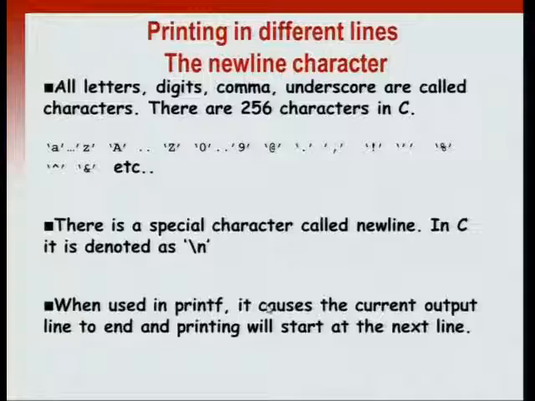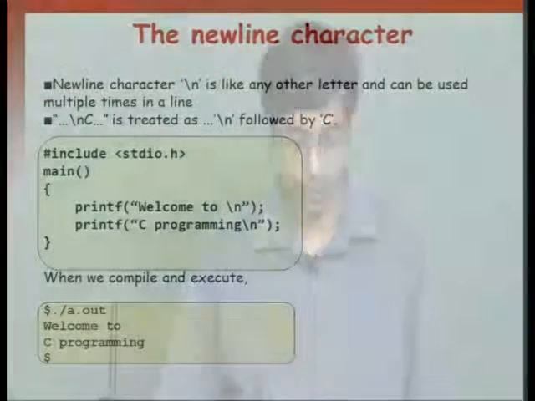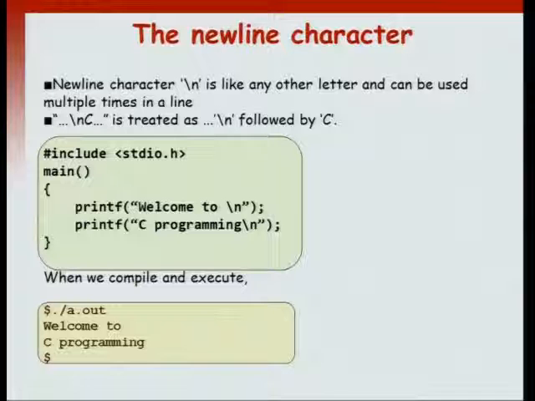When used in printf, it causes the current output line to end, and then printing will start from the new line. Okay, so it is something which says the current line has ended. Now whatever you have to print, print it on the next line. The new line character \n is like any other letter and can be used multiple times in any particular line. Okay, for example, if you have something to print followed by \n followed by C followed by something to print, now this will be treated as so many characters and then a new line followed by C.